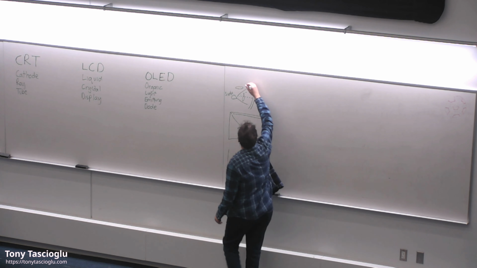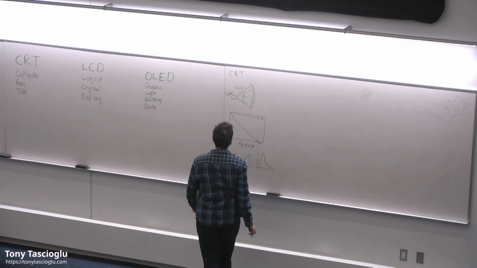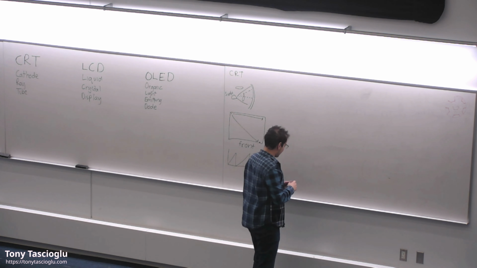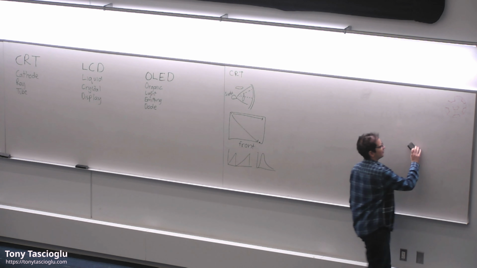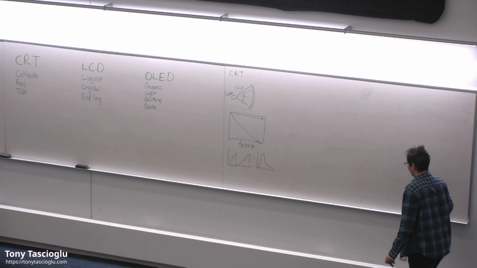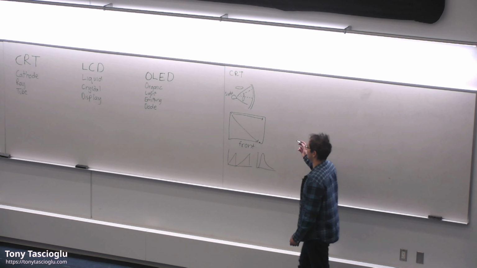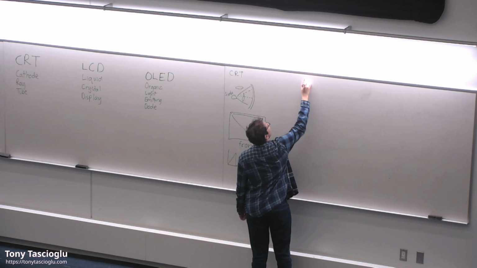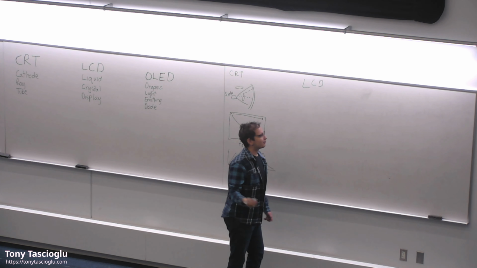So that's CRT. They're roughly self-emissive. They contain toxic chemicals. I mean, we no longer use them. The most common type we use these days are LCDs. With LCDs, again, we'll do a side view first.